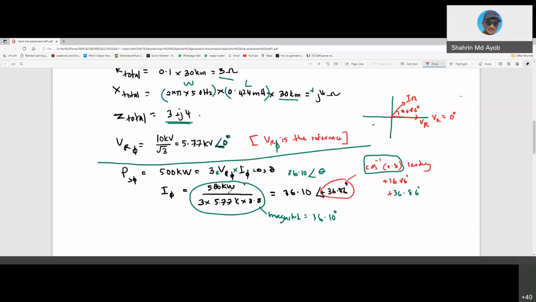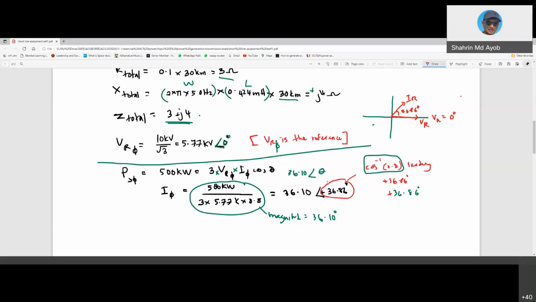Okay, so this calculation of current didn't give you the information about the angle. It gives you only the magnitude. The angle actually comes from the power factor, and whether it is negative or positive depends on whether the power factor is leading or lagging. Usually for lagging power factor, the angle will be negative here.